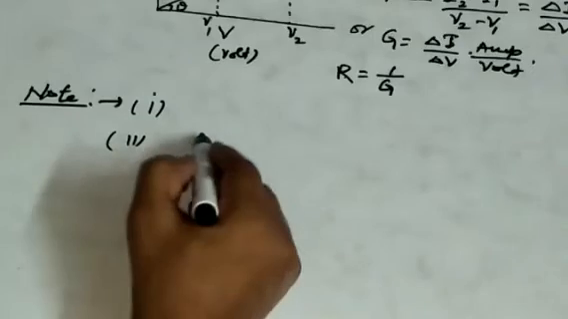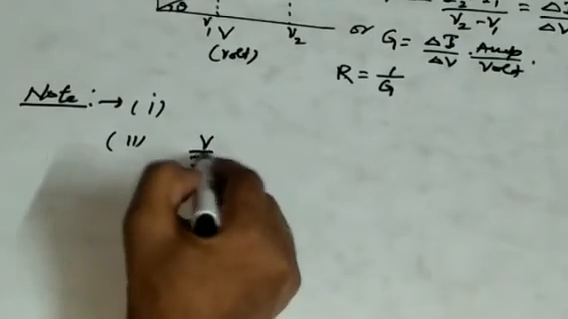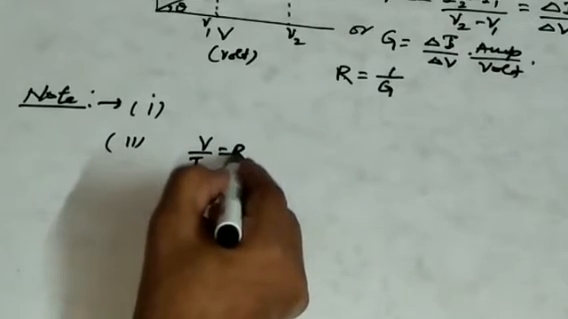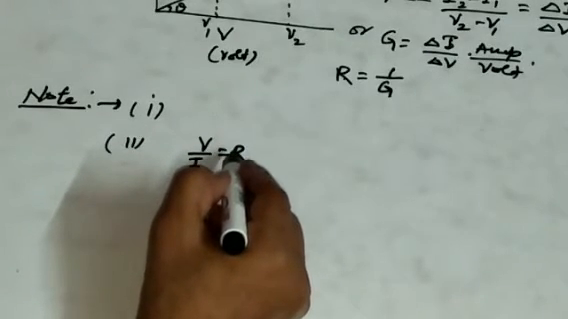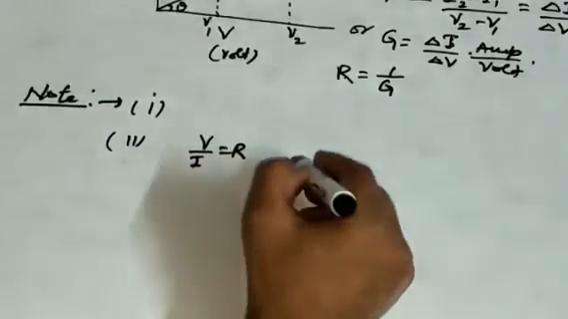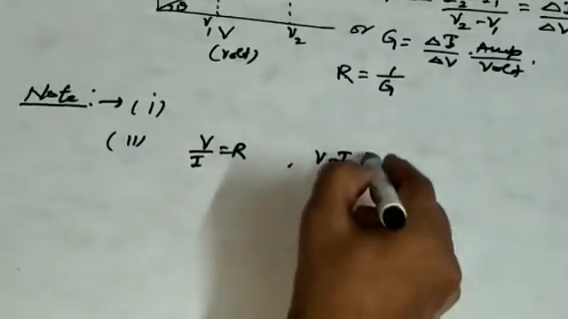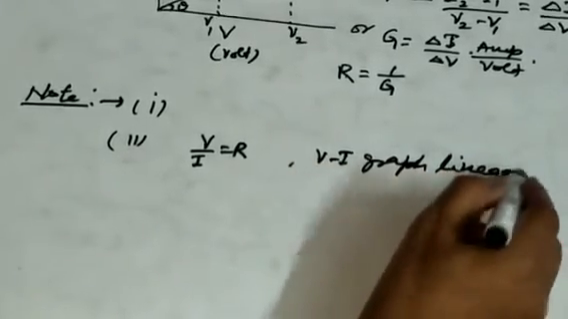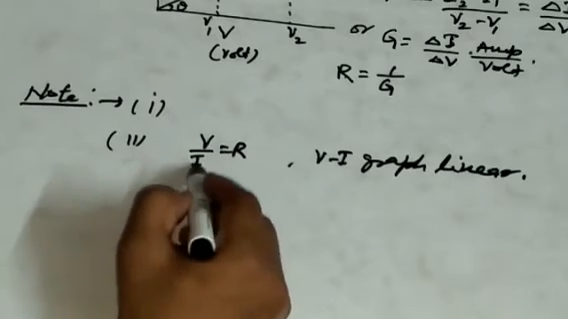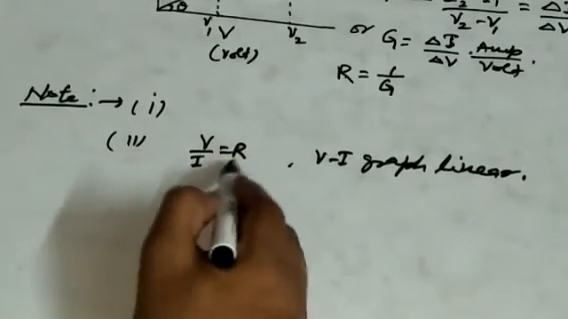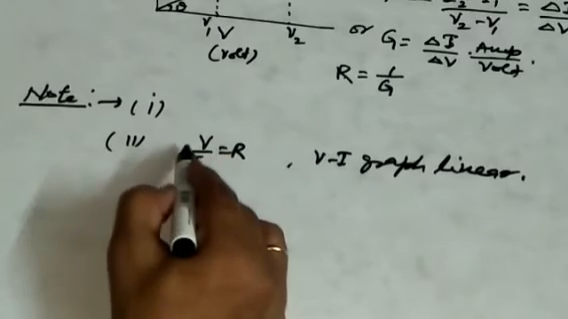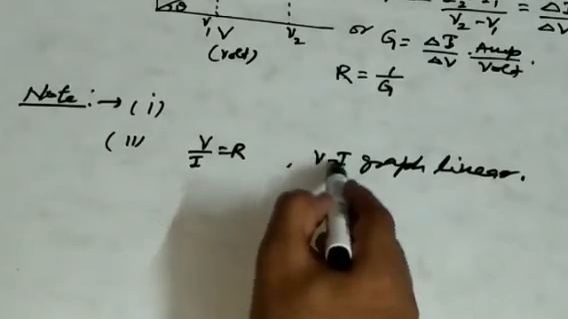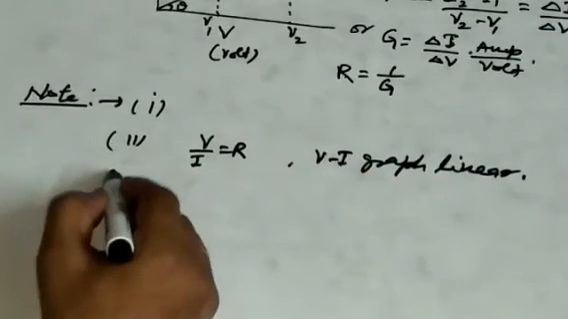Second point, this formula V upon I is equal to R is not the statement of Ohm's law, because a conductor obeys Ohm's law only if its V versus I graph is linear, meaning a straight line. So simply you can't say V upon I is equal to R is the statement of Ohm's law. Any conductor obeys Ohm's law if its V versus I graph is linear or a straight line.